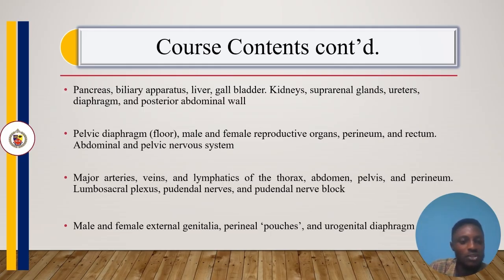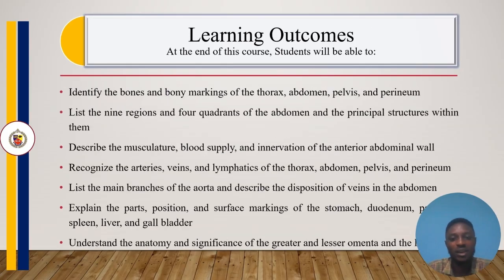We'll also be looking at the major arteries, veins, and lymphatics of the thorax, abdomen, pelvis, and perineum, and also the male and female external genitalia, perineal pouches, and urogenital diaphragm.